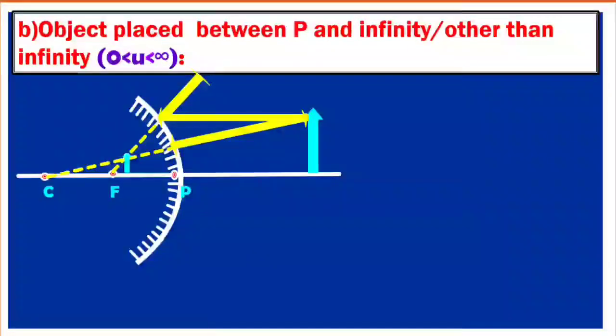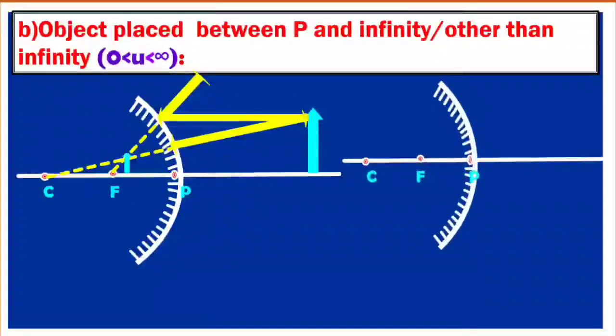Here we used the first rule and the third rule. We will draw another ray diagram by using the first rule and the fourth rule. Here we can see a convex mirror. This is the object. According to the first rule, any ray which travels parallel to the principal axis appears, after reflection, to generate from the focal point.